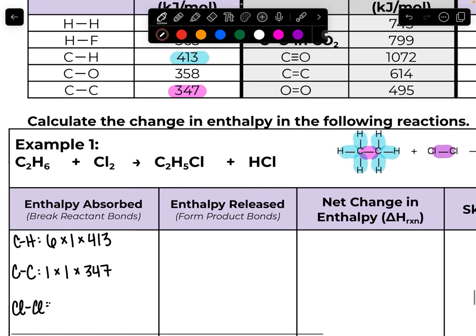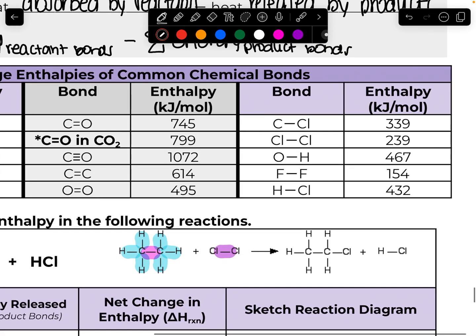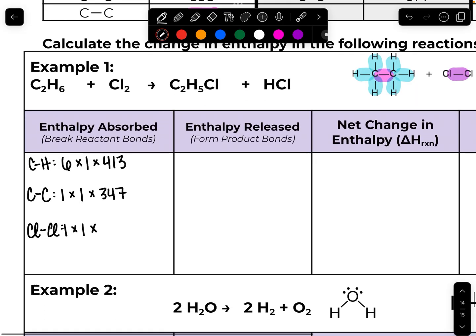Last one is Cl–Cl. So I have 1 Cl–Cl bond. I have 1 mole of it in the chemical equation. And to break a Cl–Cl single bond, it takes 239 kilojoules of energy.